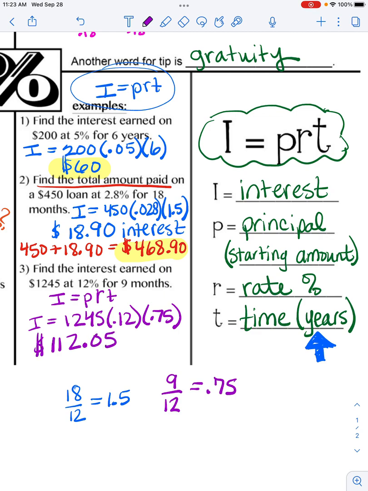If they asked you how much money do you have in your account now, you would add the 112 to the 1,245. So be very careful of what they're asking. Always go back and make sure you answered what they were asking.